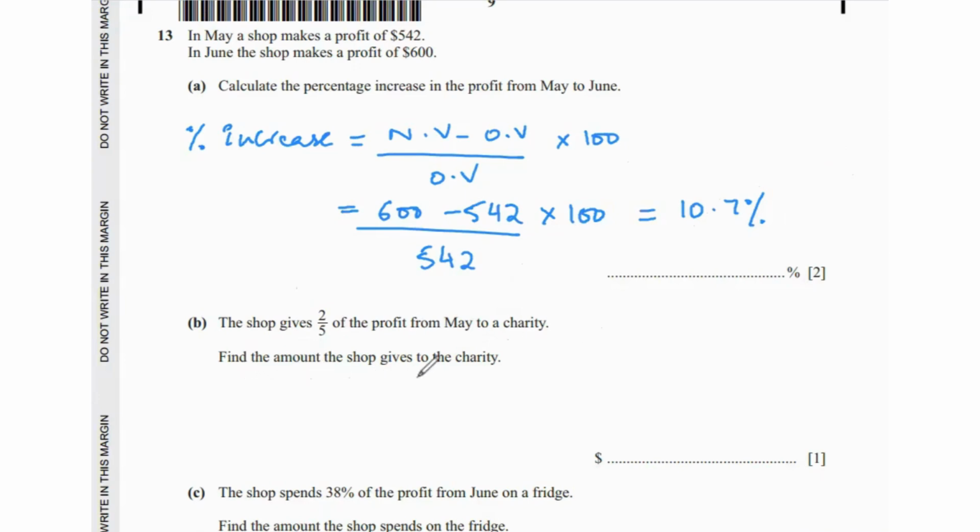Then the shop gives 2/5 of the profit from May to a charity. Find the amount the shop gives to the charity. So if 2/5 of the profit from May goes to a charity, in May the profit is 542. So 2/5 times 542 equals $216.8. That is the amount that goes to charity.